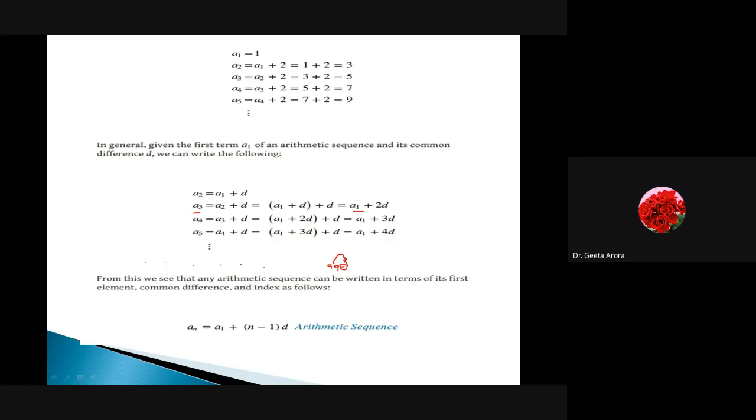So how have we written it? A3 can be written as the initial term plus the difference into 2. A4 can be directly calculated, if the initial value is known, by adding 3 times the difference, and similarly all the others. Again, it's a general form. We can say a formula for how an arithmetic sequence can be written in terms of the first element, the initial value.